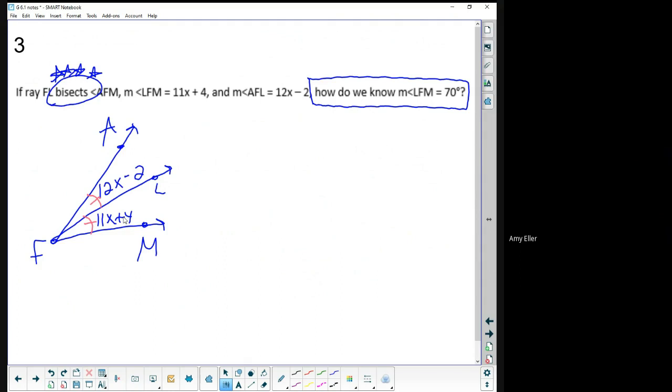So I'm going to write bisect means. I'm not going to give the definition. I'm going to apply it to this problem. Bisect means angle AFL. You can say equal or congruent. Is congruent or the same as angle LFM.